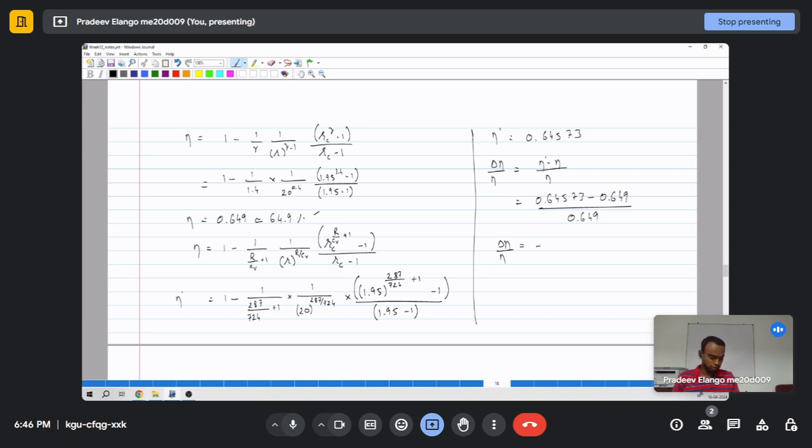So this is minus 5.038 into 10 power minus 3, that is minus 0.5038, so this is 0.5%, 0.504% decrement.